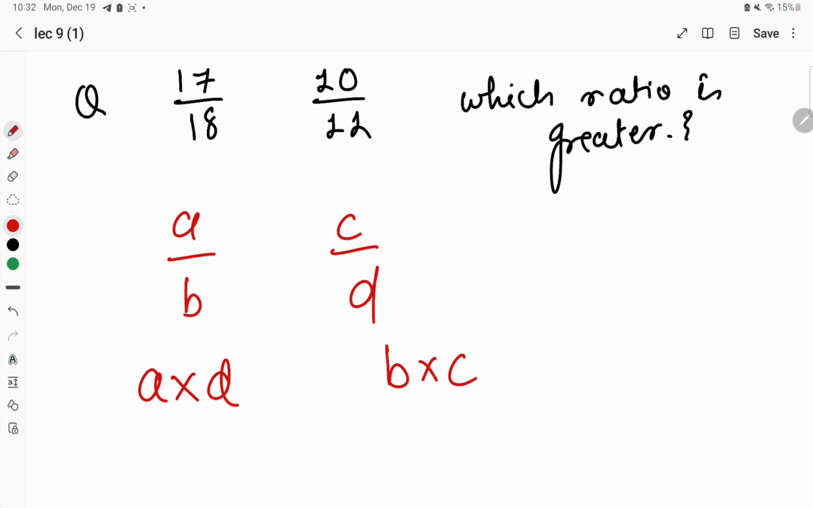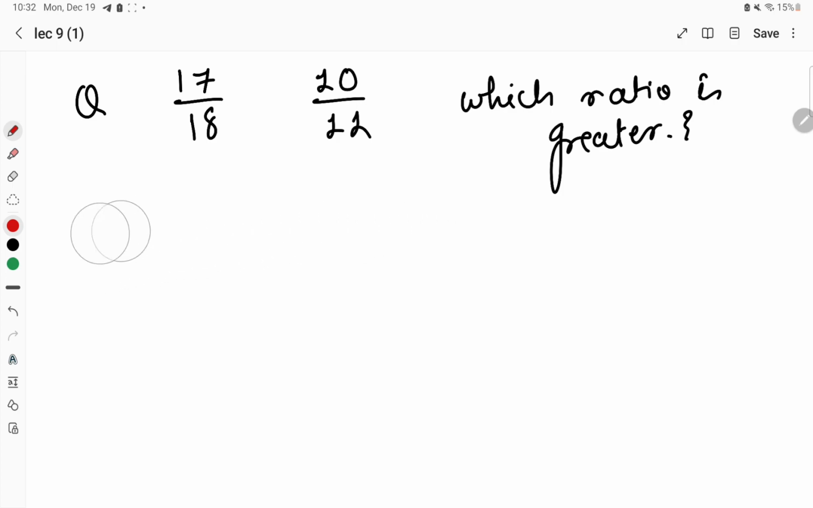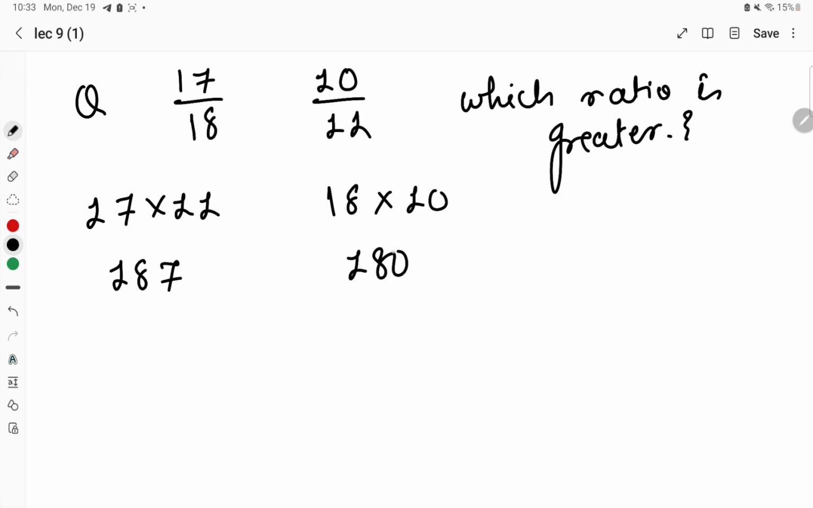And see whether both these are in proportion, or whether the first ratio is greater or the second ratio is greater. Okay, so for this, in the given question, 17 upon 18 is one ratio and the second ratio is 10 upon 11. For that, what we are going to do is 17 into 11, 18 into 10. Find the product. One product is 187 and the other product is 180. From the products we can clearly see that 187 is greater. So take this as the greater one.